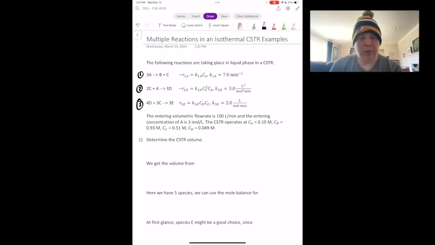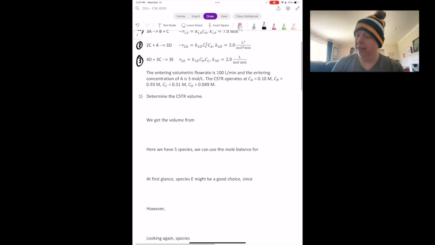In the first example, we're going to consider the case where the CSTR operates at concentrations of A, B, C, and D that are given. It's also operating at some concentration of E, but we don't know that, we're not given. Okay, so the first question asks us to determine the CSTR volume.